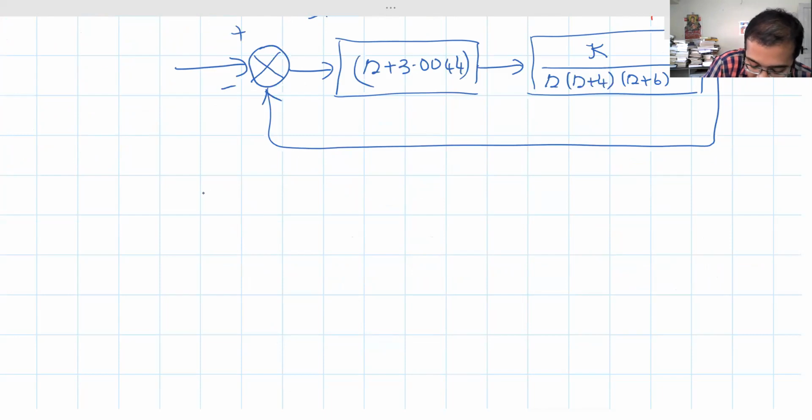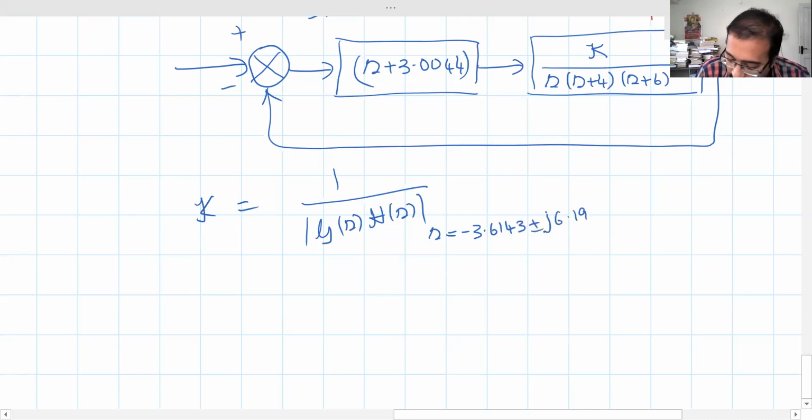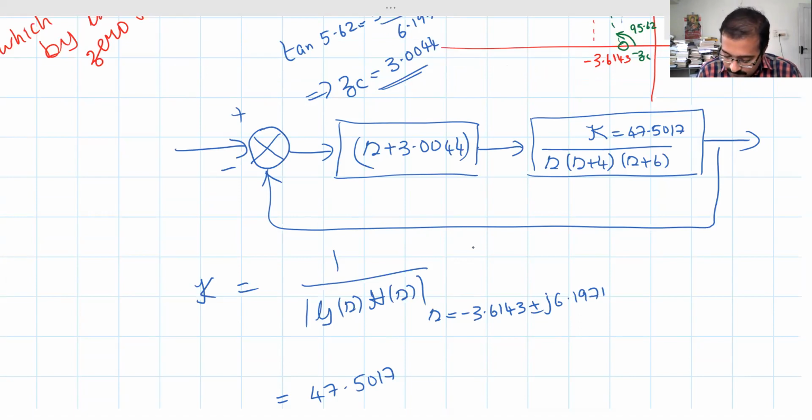K is nothing but 1 divided by mod G(s)H(s) at the desired dominant pole. What is the desired dominant pole? Minus 3.6143 plus or minus j6.1971. Just take any one value. If you do that, you will get K as 47.5017. So with K equal to 47.5017, this closed loop compensated system will give the desired specifications, which can be verified from the step response plot. So this completes the design of a PD compensator.